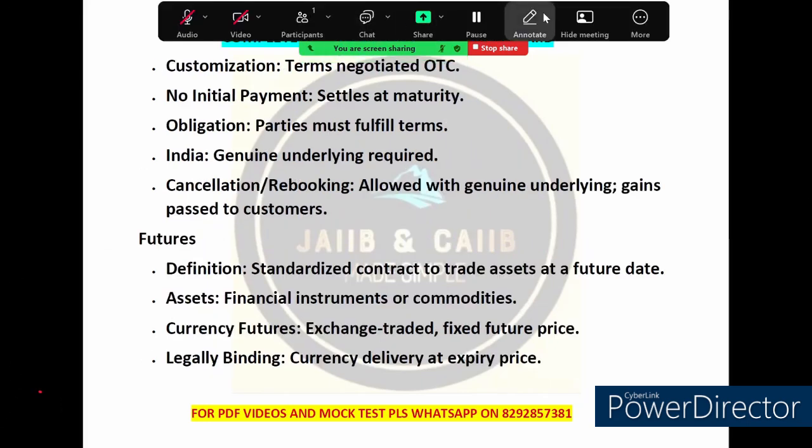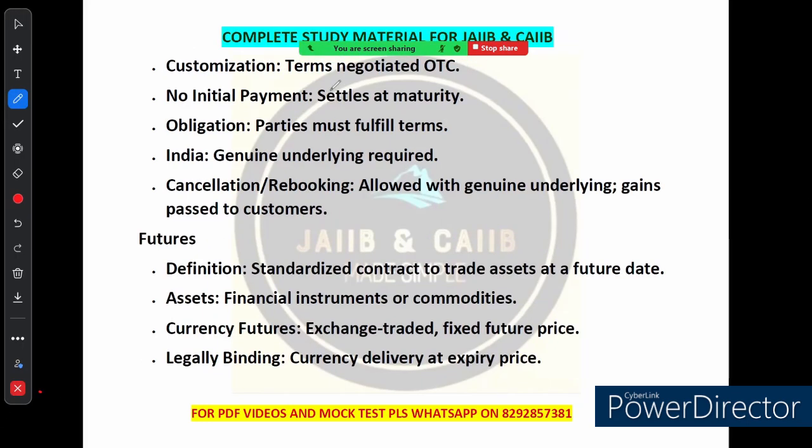Now, customization: terms are negotiated OTC. These contracts are customized and negotiated privately. This is an over the counter product. A forward contract has no initial payment, and it must be fulfilled. Payment must be made when the contract ends; it must settle at maturity.